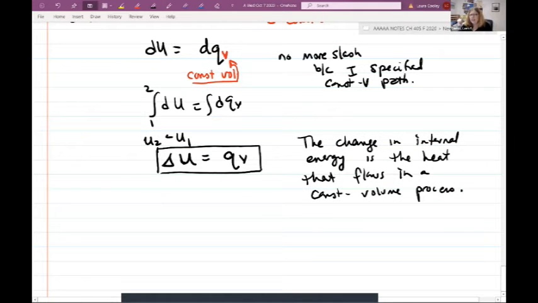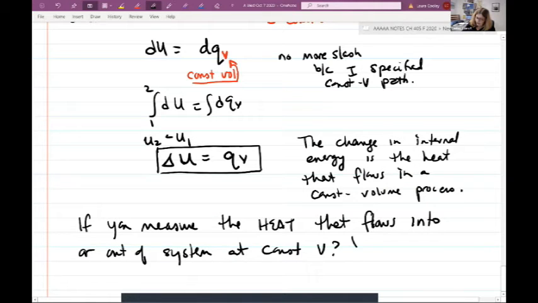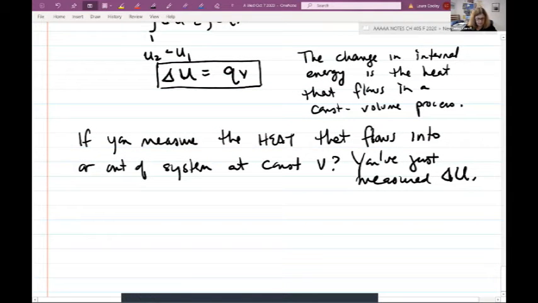You can measure the change in a very complicated thermodynamic quantity just by measuring the heat that flows. So if you measure the heat that flows into or out of the system at constant volume, you've just measured the change in internal energy. Yeah, pretty great. All right.